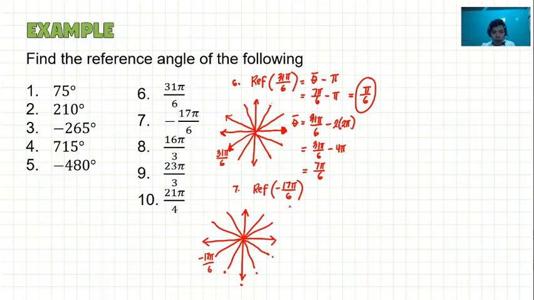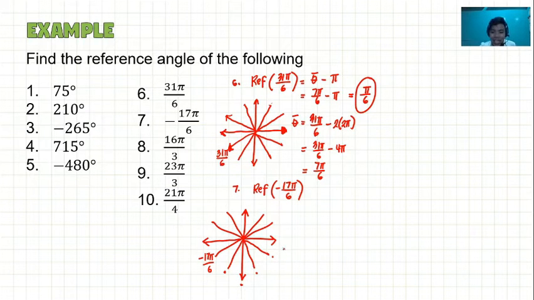So therefore, this angle is coterminal with 31 pi over 6. So they are just the same terminal side. They have the same terminal side, right? So in this case, we don't need to solve anymore for its coterminal angle because they have the same terminal side. Just take a look.